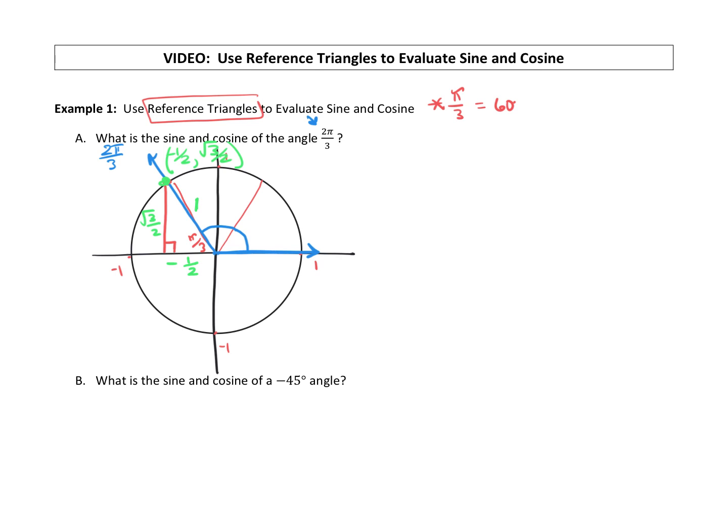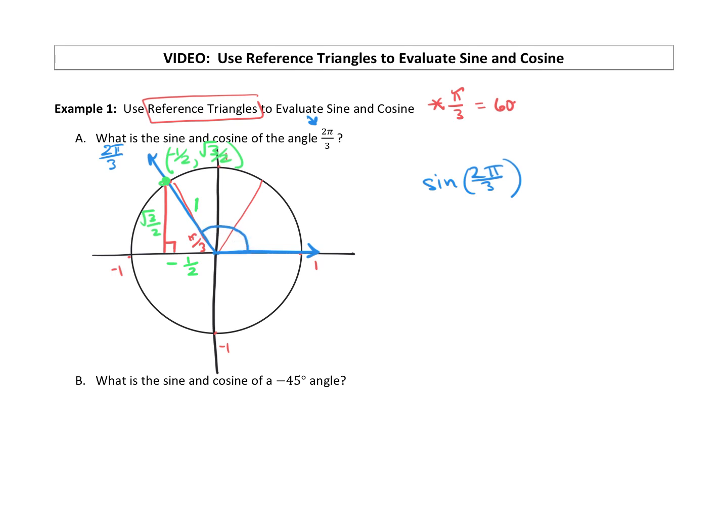So we're being asked to evaluate the sine and cosine of our 2 pi over 3 angle. So the sine of 2 pi over 3, what's really nice about our reference triangle is your reference angle will have the same trig values as the angle it's referencing.